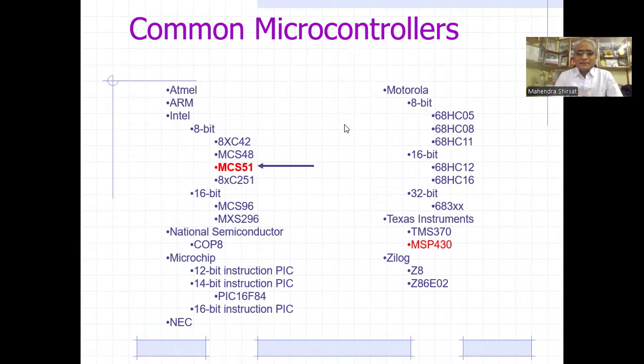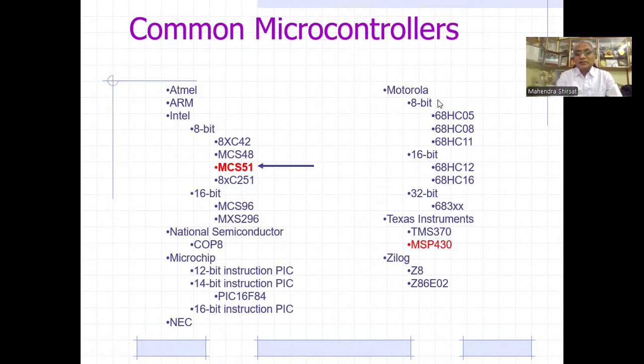Now, let me tell you about the different types of microcontrollers. There are 2 different manufacturers of microcontrollers: Intel and Motorola. Intel is one of the very famous manufacturers of microcontrollers, and you can see there are different classifications. We start with 8-bit microcontrollers, and the 8051 microcontroller is an example of an 8-bit microcontroller. And then we have 16-bit microcontrollers and so on and so forth.